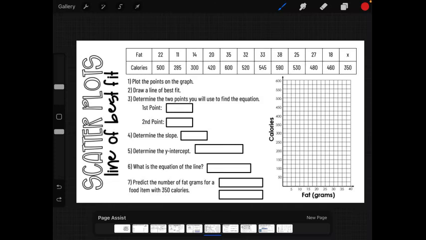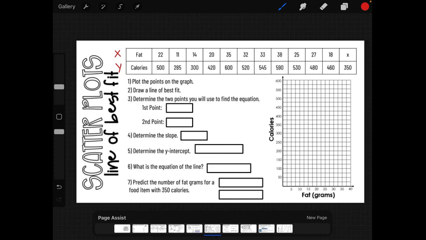Hi guys, today we're going to be talking about scatter plots and lines of best fit, so please open to page 6 in your notebooks. First thing we're going to do is plot the points on our graph. So grams of fat is our x value and calories is our y.